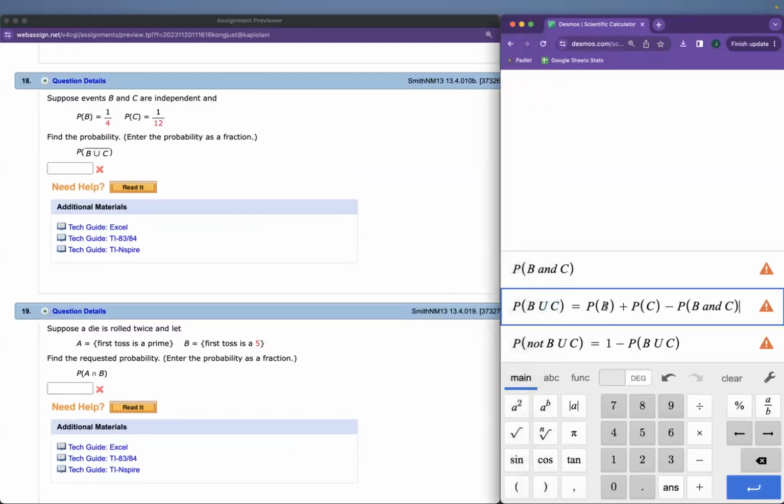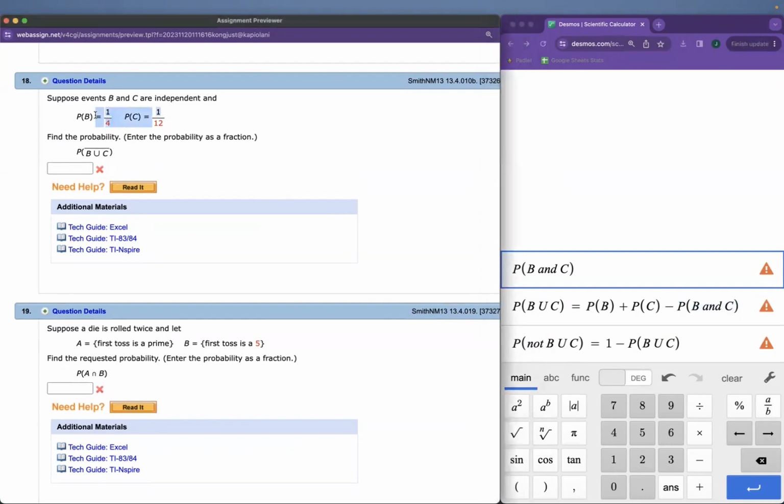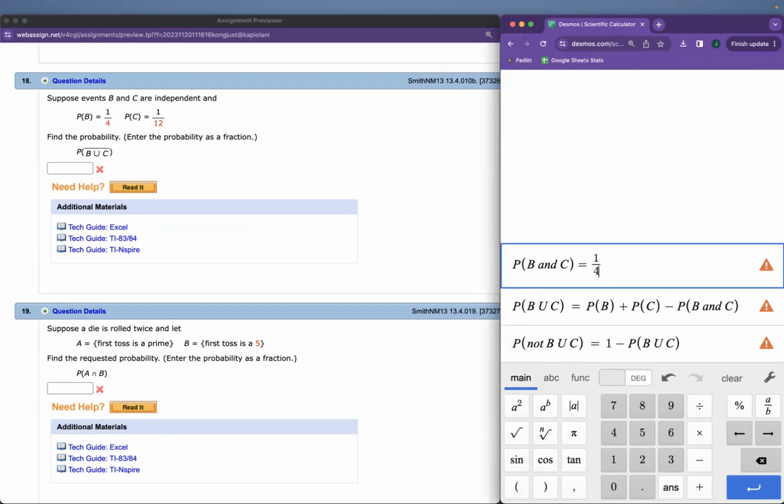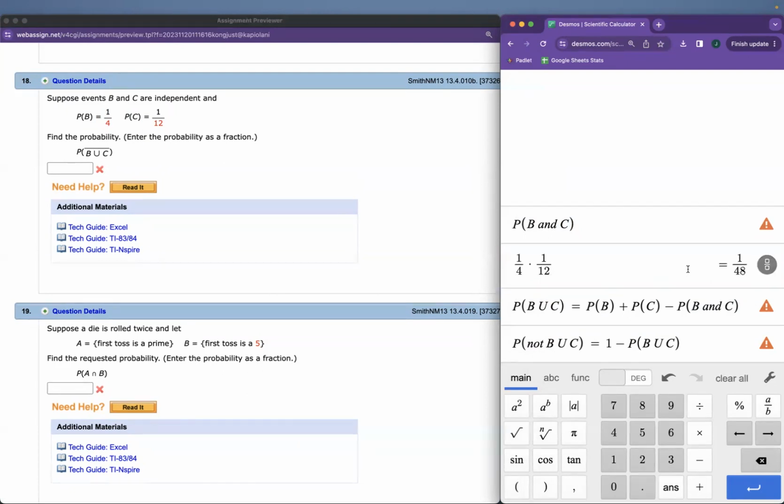Okay, so in order to get the probability B union C, I'm going to need the B and C first. And that one's easy because I have B, I have C, and I know they're independent. So I just got to multiply them out together. 1/4 times 1/12. Okay, that's B and C. Actually, let's do that in a separate line here. So B and C is this right here, 1 out of 48.